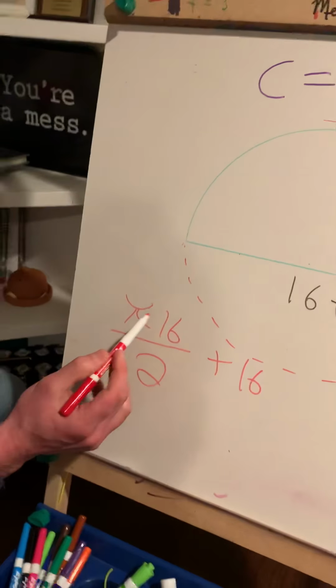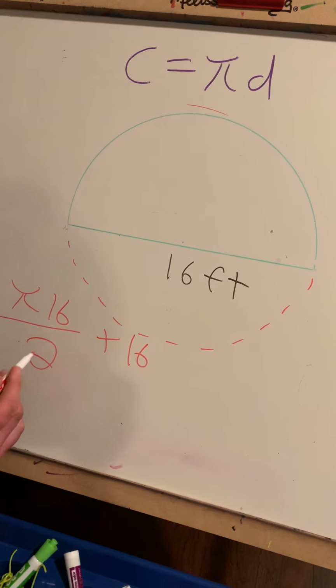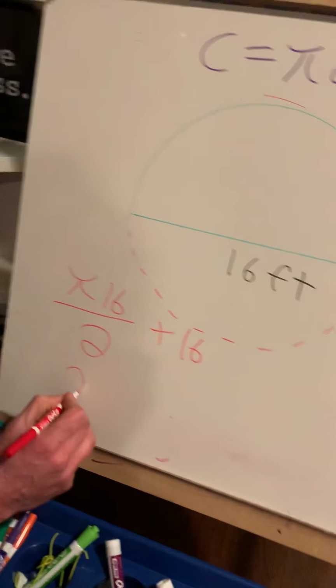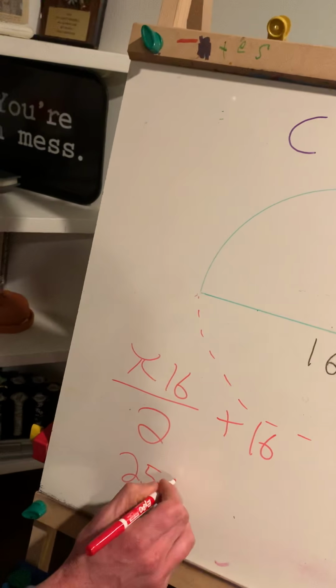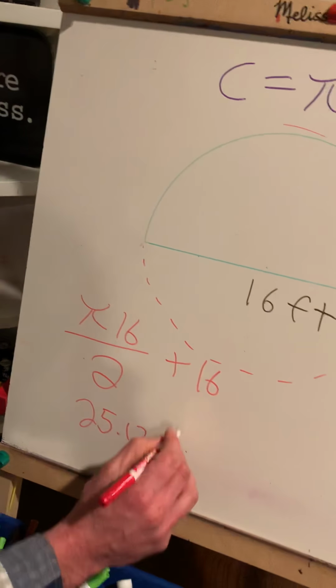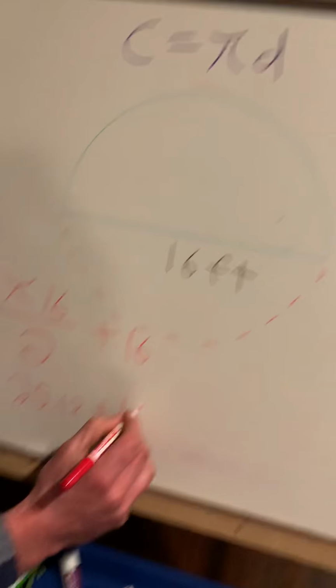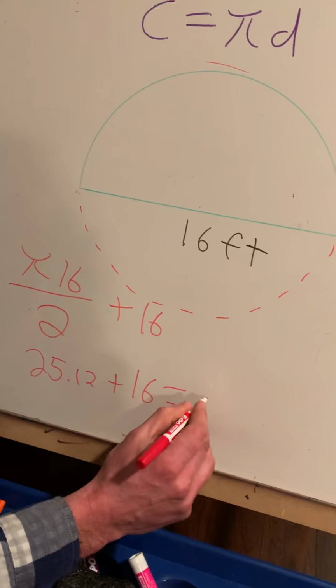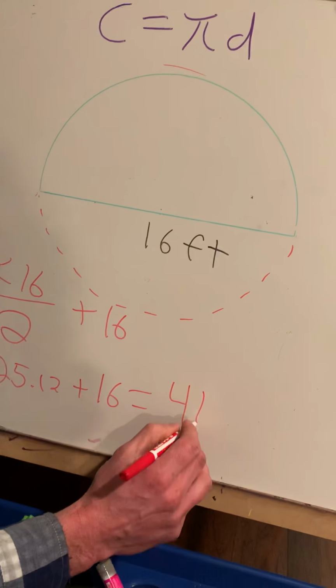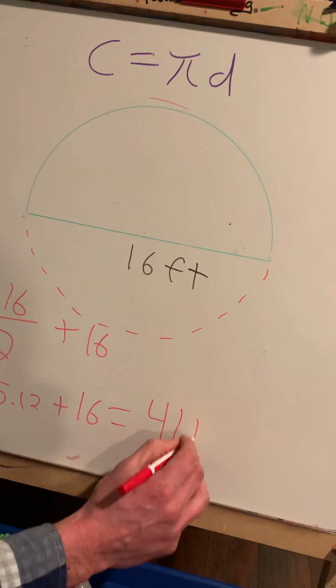So when I do this, pi times 16 divided by 2, I get just over 25 feet. Then I add that to this 16 feet here. And old Gus is going to have to get just over 41 feet of fencing.